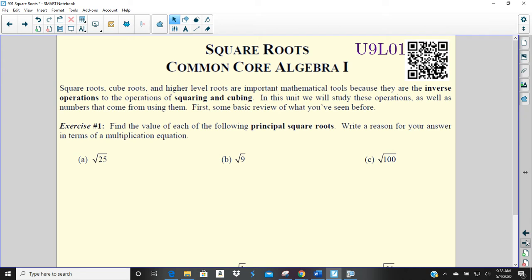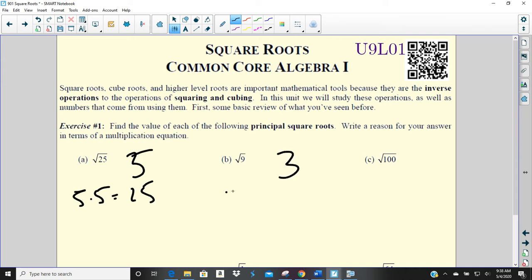So find the value of each of the following principal square roots. Write the reason for your answer in terms of the multiplication equation. So the square root of 25, we know is going to be 5. And how do we know that? Because 5 times 5 is 25. Okay. The square root of 9 is 3. How do we know that? Because 3 times 3, or 3 squared, is 9. How about 100? The square root of 100 is 10. How do we know that? 10 times 10 is 100.